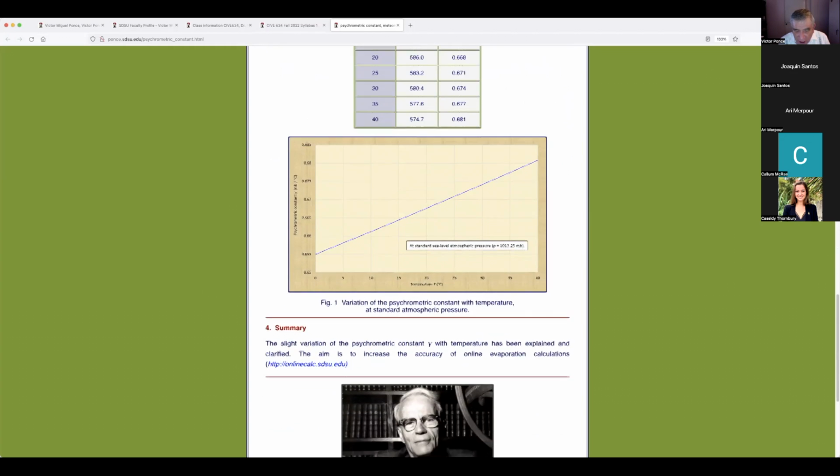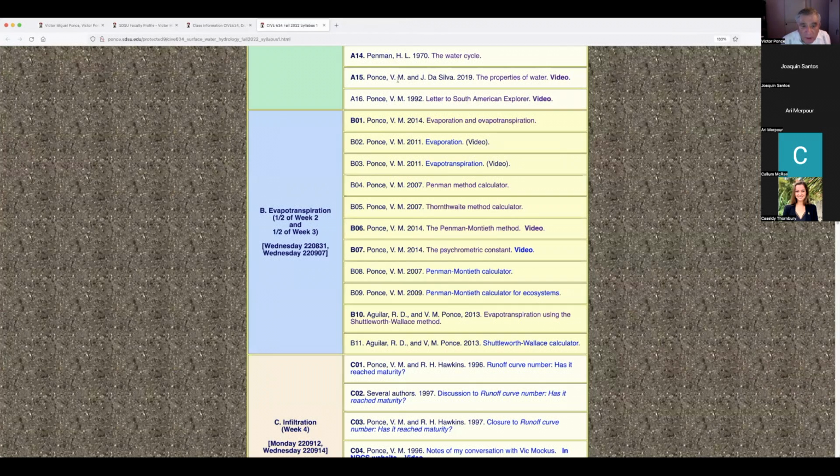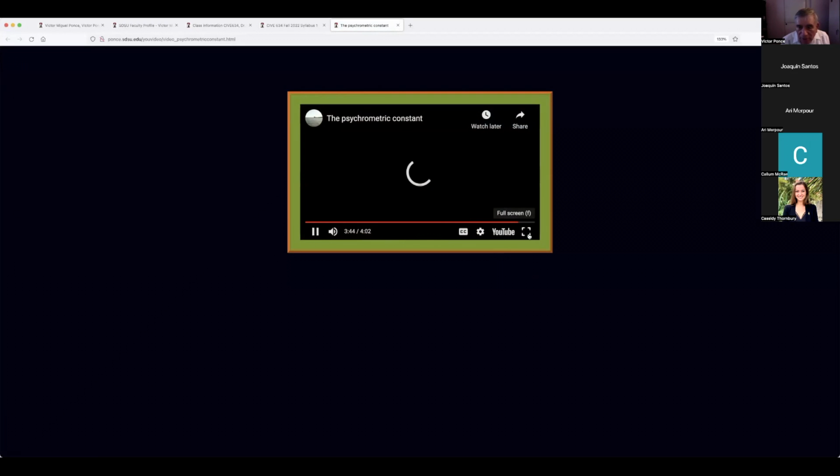And this is the chart in here, and the summary. And who do we have in here? Ira Sprague Bowen. He is the person that did so much work in this field of climatology and meteorology that somebody else afterwards ascribed to this ratio the name of Bowen. Okay, to do that, I am also going to show the latter part of the video because it's interesting from a historical standpoint.